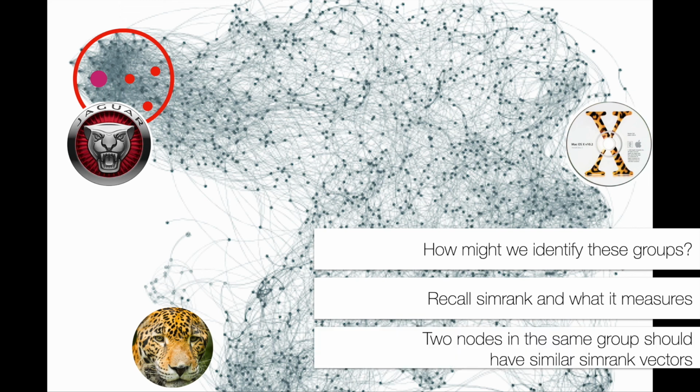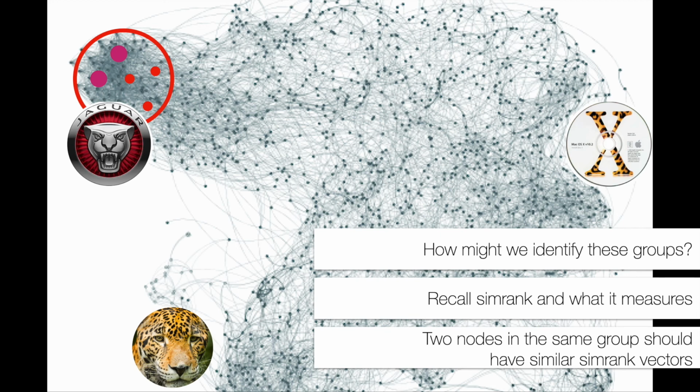So if you select a new node in the same group, as long as you're in this same cluster about Jaguars and cars, even if you click here, the expectation is you're still likely to go to one of these other three high SimRank nodes, because these nodes with high SimRank are authoritative within this particular community about Jaguar the car.